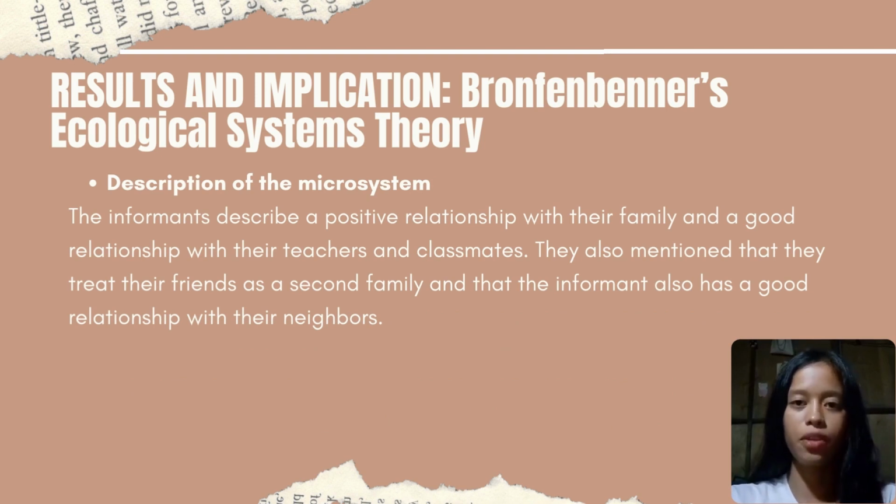Next is the description of the microsystems. Bronfenbrenner's ecological model emphasizes that a child's development is influenced by various environments. An informant's experience mirrors this. Strong family bonds, supportive school relationships, and a close-knit group of friends contribute positively. They also enjoy harmonious interactions with neighbors. These reflect how positive microsystems shape development and relationships.